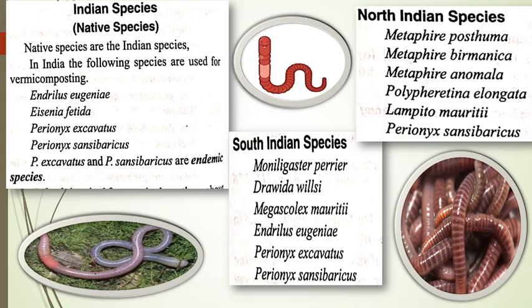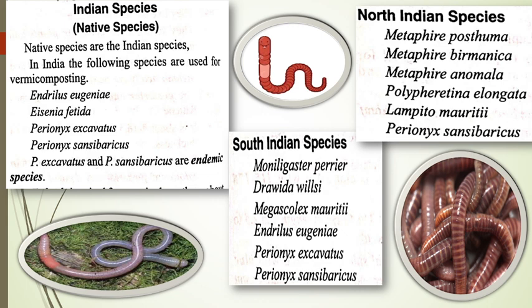If we talk about Indian species, it means native species. Native species are the Indian species. In India, Eudrilus eugeniae, Eisenia fetida, Perionyx excavatus, and Perionyx sansibaricus species are found. Excavatus and sansibaricus are endemic species. Endemic species means the species which are only found in a certain area.